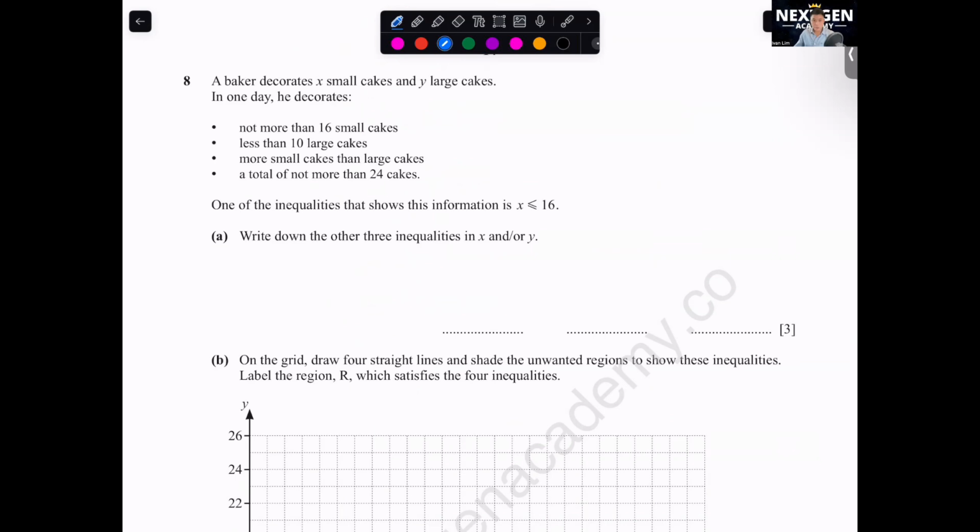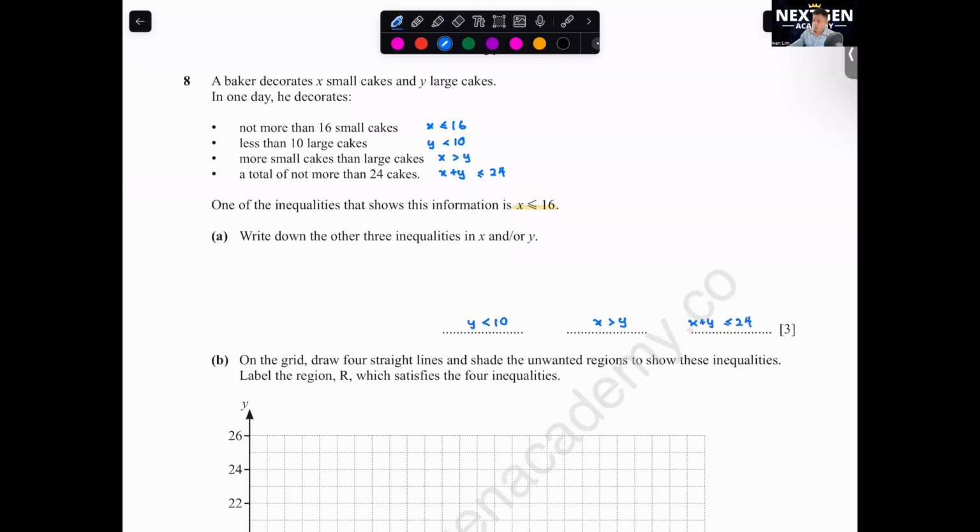A baker decorates x small cakes and y large cakes. In one day, he decorates not more than 16 small cakes, which is represented by x less than or equal to 16, less than 10 large cakes. This will be y less than 10. More small cakes than large cakes. Small cakes is x, more than y. A total of not more than 24 cakes. So x plus y less than or equal to 24. These are the 3 statements, the 3 inequalities. x more than y, x plus y less than or equal to 24.